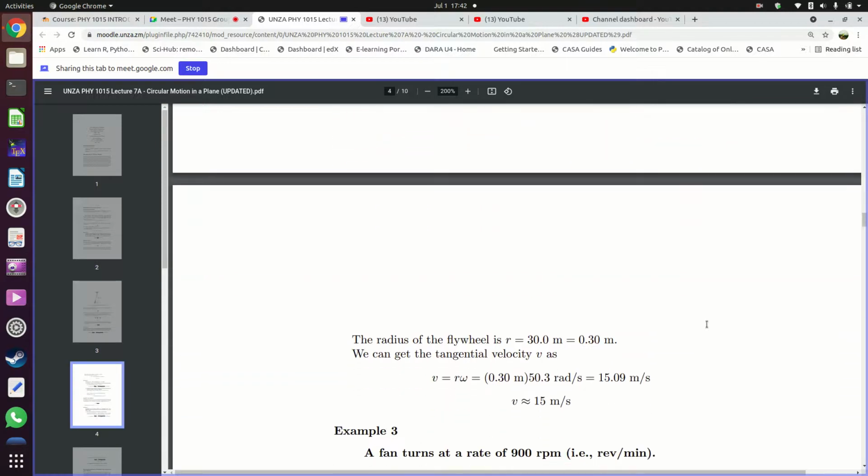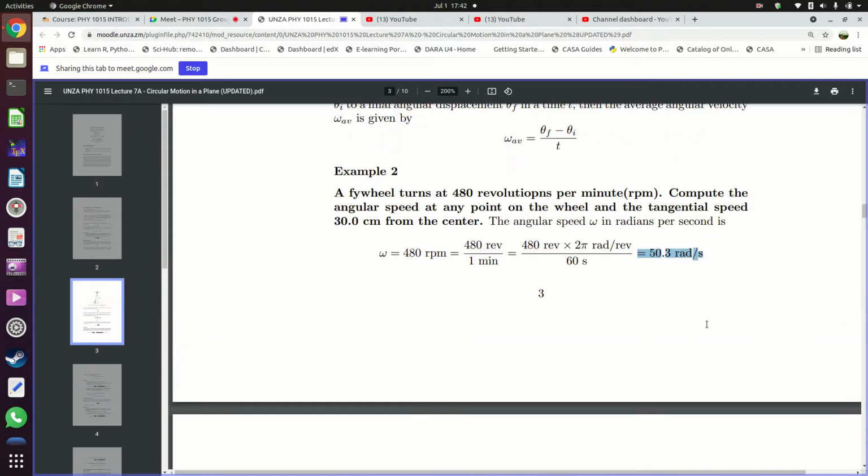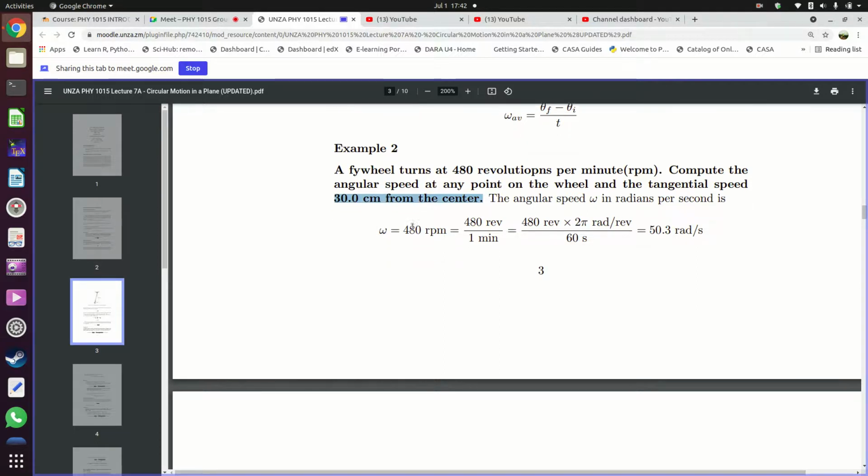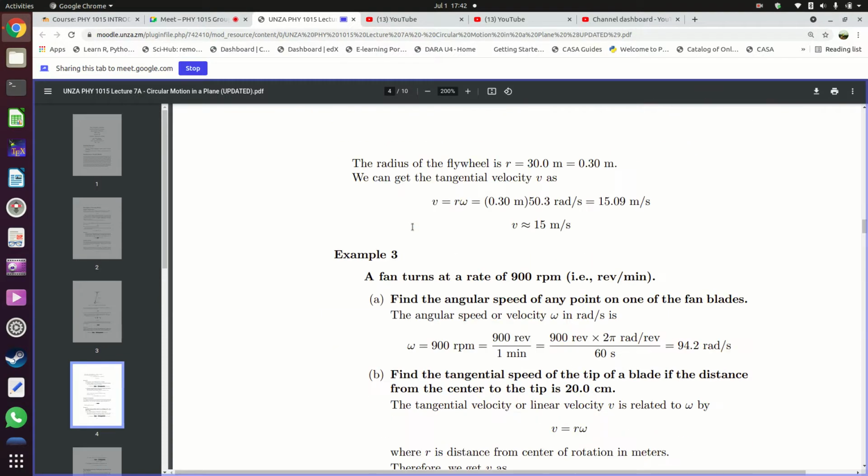For this angular velocity or angular speed, you can find out what is the actual speed in meters per second if you are at a particular distance from the center. In this case, we are being asked to find what is the speed if you are 30 centimeters away from the center of this flywheel. So in that case, the velocity v, as before, is given by v equals r multiplied by omega. How do you come to this expression, v equals r multiplied by omega?